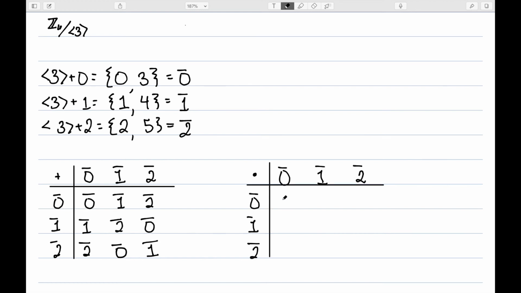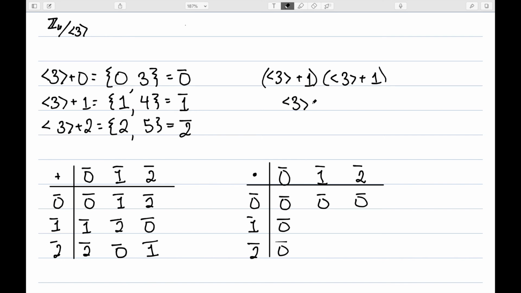Now let's look at the multiplicative table. Since 0 is my additive identity, anything times 0 is going to be 0. Let's look at 1 bar times 1 bar. This is the subgroup generated by 3 plus 1 times the subgroup generated by 3 plus 1. We define this as the subgroup generated by 3 plus 1 times 1, which is the subgroup generated by 3 plus 1, or 1 bar.